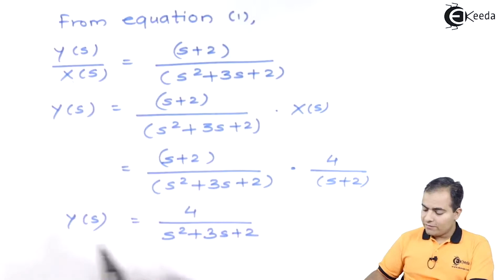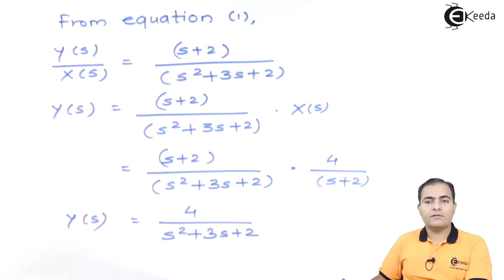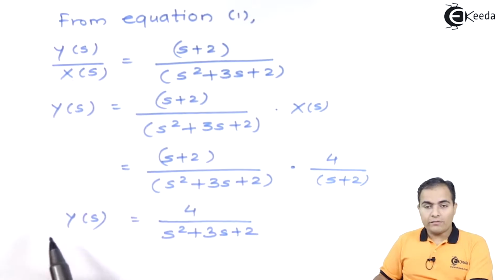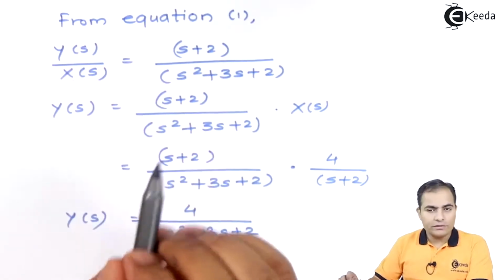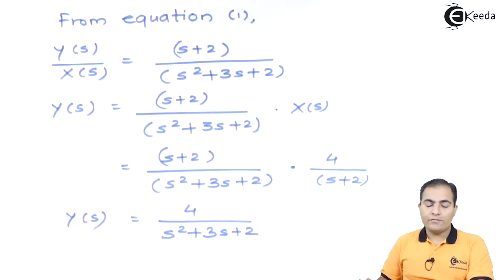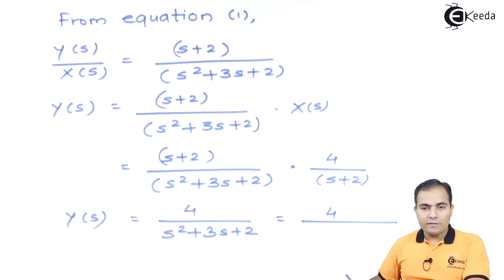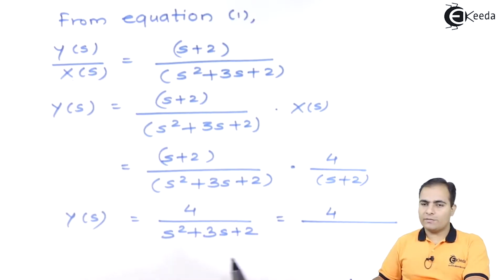Now what is the next step? We have to find y of t, which means first of all we'll have to calculate the inverse Laplace transform, and before that we'll find the partial fraction values. What we have got is y of s equals 4 upon s square plus 3s plus 2. Now what we want is y of t, that is the output response. To get it, first we'll find the inverse Laplace transform, but before that we have to use the partial fraction method. So what will be the factors of this equation? As we have already calculated, the factors of s square plus 3s plus 2 are s plus 1 and s plus 2.